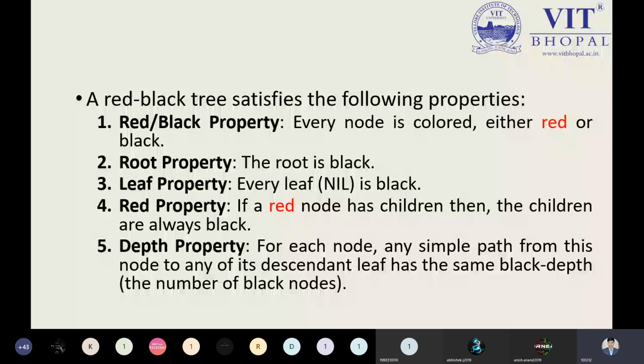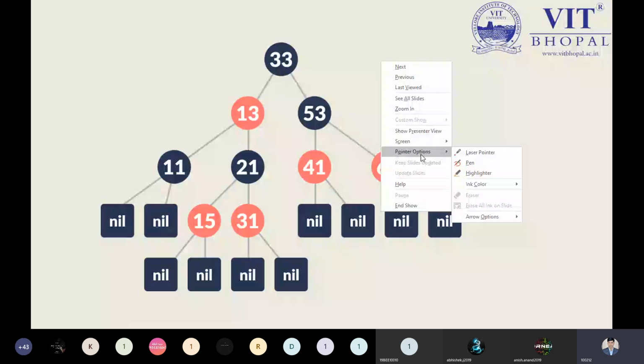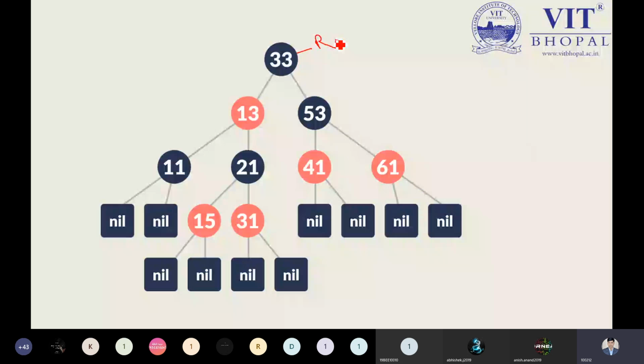So this is an example of the red black tree. As we know, the root is always black, so undoubtedly this is our root node. Let me take a diagrammatic approach so you can see. So this is our root node, and the root must always be black.